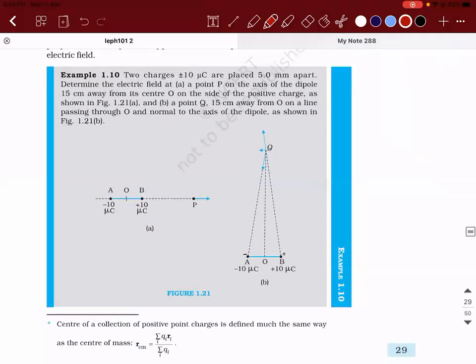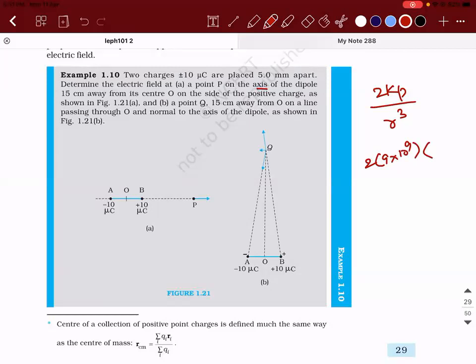Solve this. Two charges, plus 10 microcoulomb and minus 10 microcoulomb, are placed 5 millimeter apart. Determine the electric field at point P on the axis of the dipole, 15 centimeters away from the center of the dipole. Since they themselves mentioned it as a dipole, you can use a formula. So what is the formula? On the axis, it is 2kp divided by r cube. So 2 into k is 9 into 10 power 9.